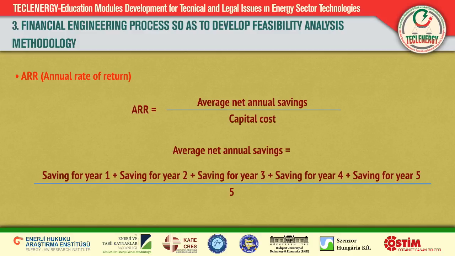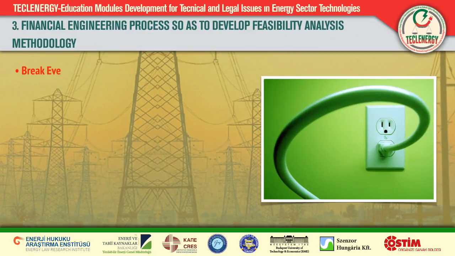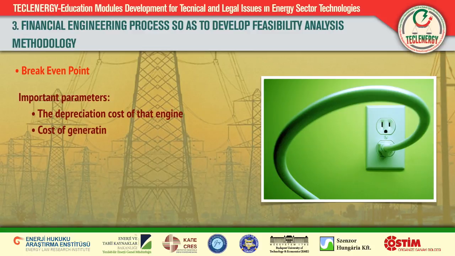First, one is annual rate of return, that is ratio between capital cost and average annual saving value of investments. Break-even point. Payback period is the length of time that is required to equalize capital cost and total annual savings values. Obviously, it can be expressed that the shorter the payback period, the more preferable the investment.